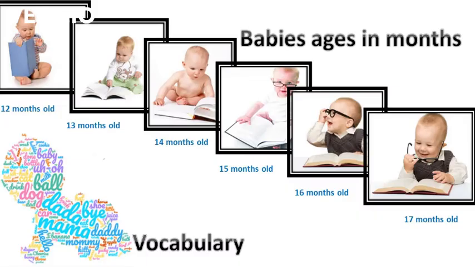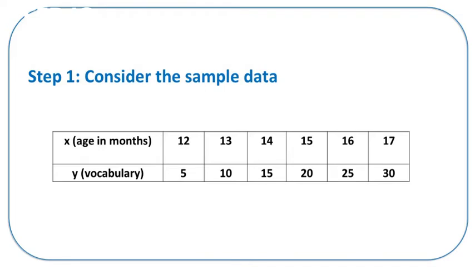Example 1. Let us consider 6 babies of 12 months, 13 months, 14 months, 15 months, 16 months, and 17 months old. We are going to find whether the vocabulary of these babies increases as they grow up. Consider the sample data. The ages of babies are represented by the variable x. The vocabulary of babies is represented by the variable y.